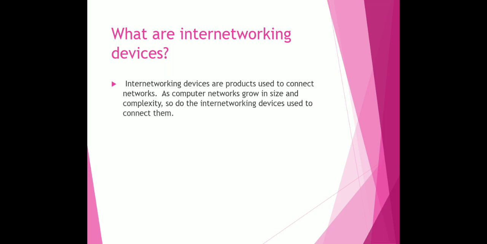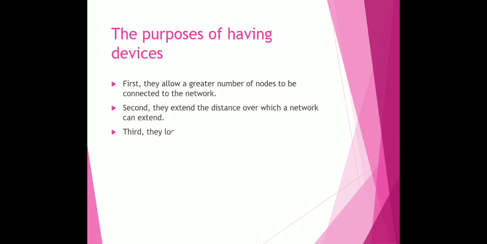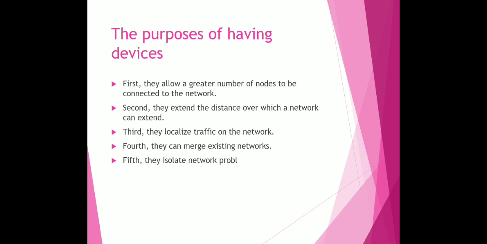So, why do we use internetworking devices to connect them? Then, the purpose of having devices. First, they allow a greater number of nodes to be connected to the network. Second, they extend the distance over which a network can extend. Third, they localize traffic on the network. Fourth, they can merge existing networks. Fifth, they isolate network problems so that they can be diagnosed more easily.